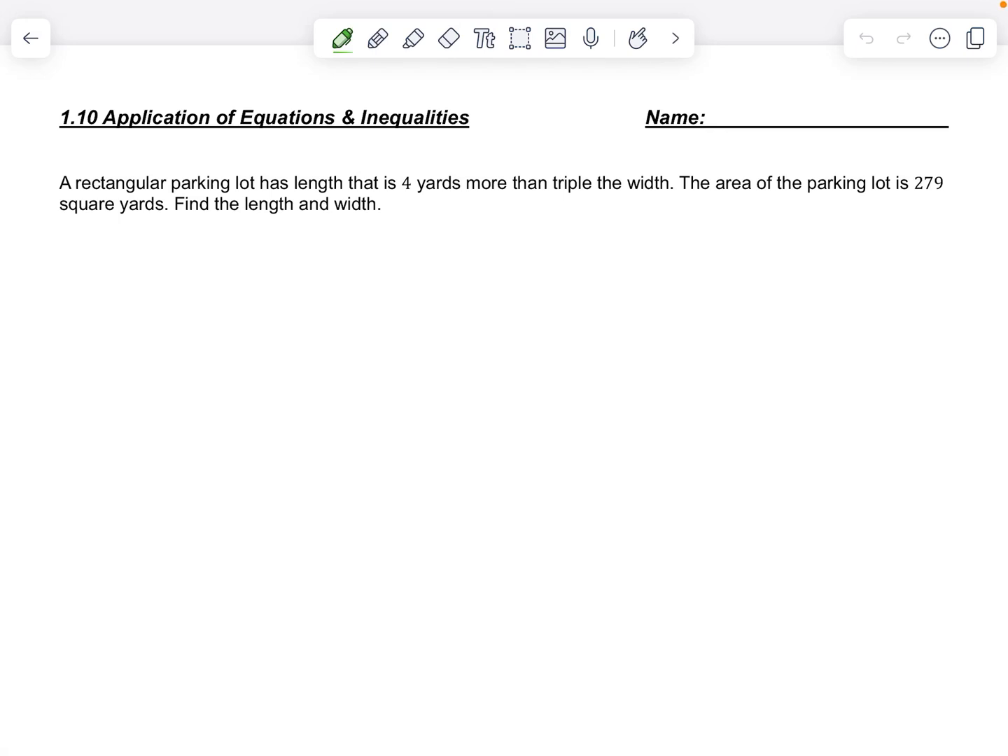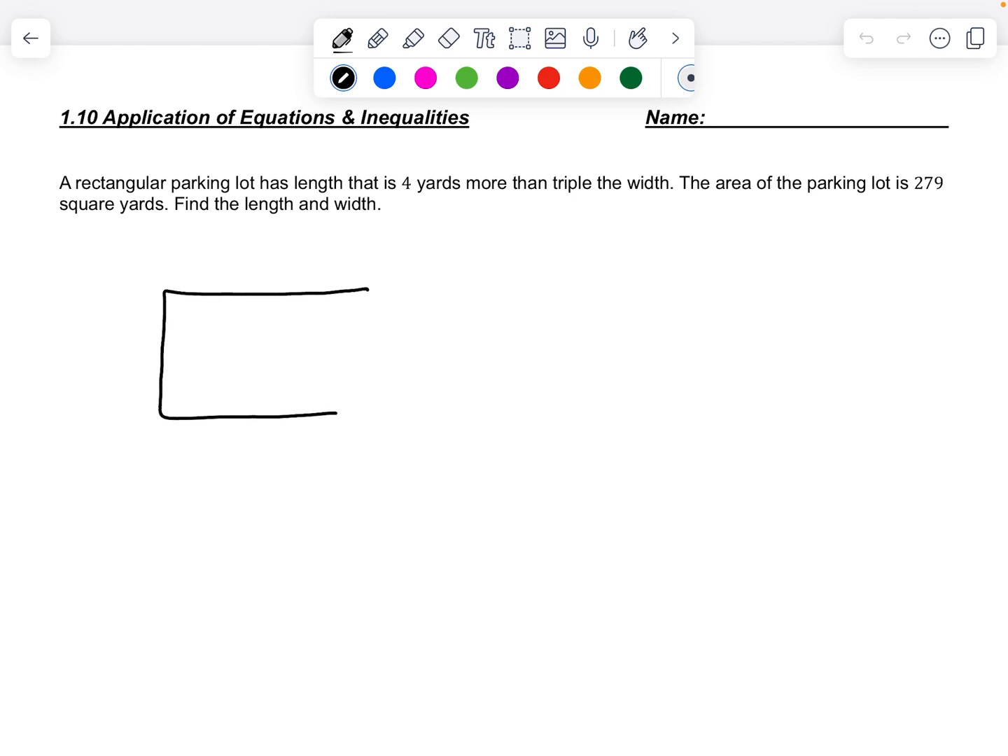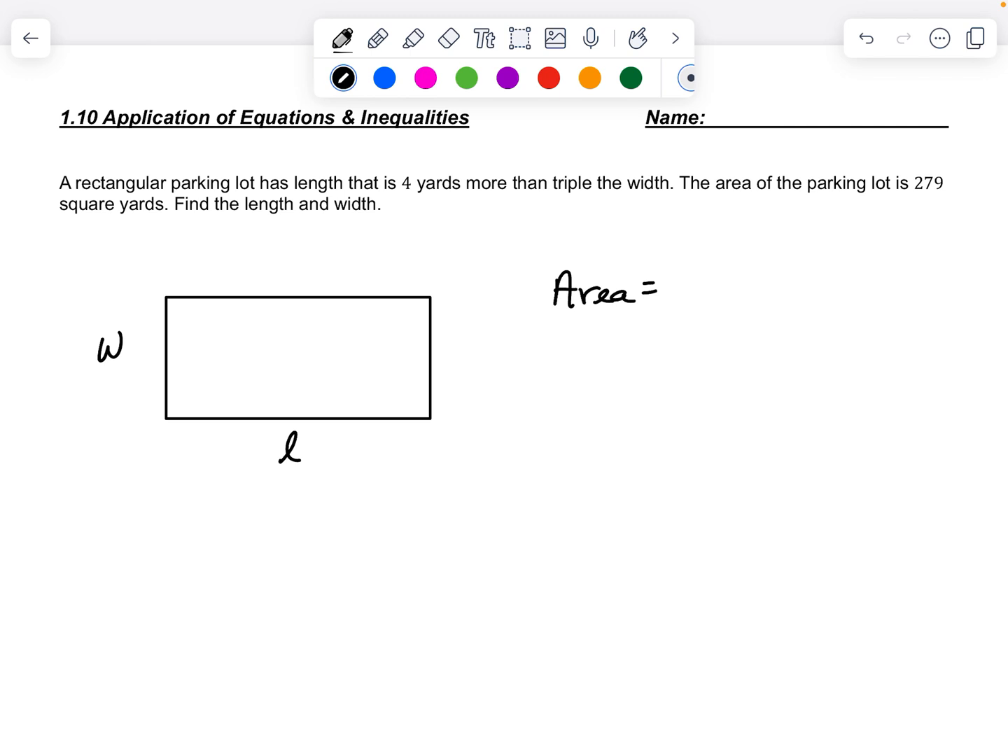Hey friends, so this video is to find the dimensions of a rectangle. First of all, it always helps to have a picture. I always have to have a picture. So here is a general run-of-the-mill, nothing special rectangle. It doesn't matter which you label the width or the length, but the area is equal to the width times the length.